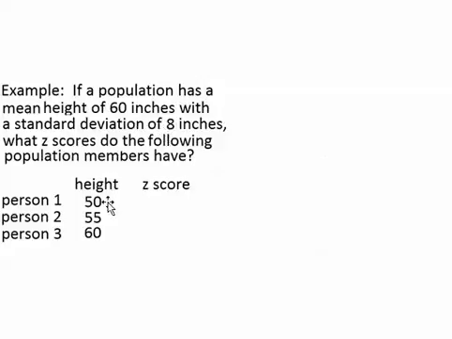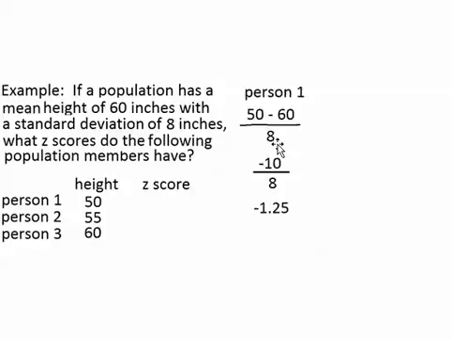So we're going to subtract the person's height of 50 by the mean of 60 and divide by the standard deviation of 8. 50 minus 60 equals negative 10, and negative 10 divided by 8 is negative 1.25. So this first person has a z-score of negative 1.25.